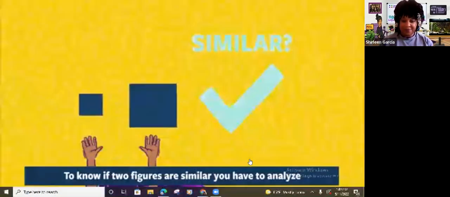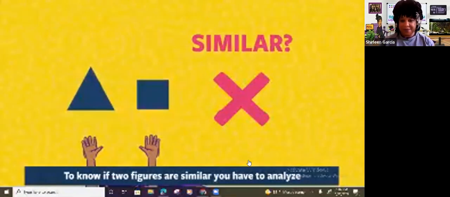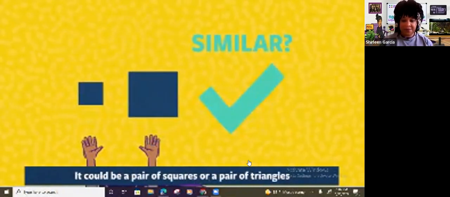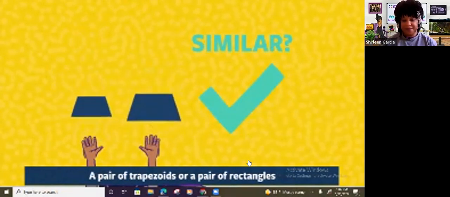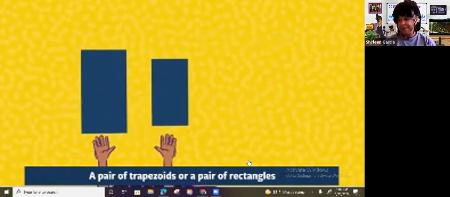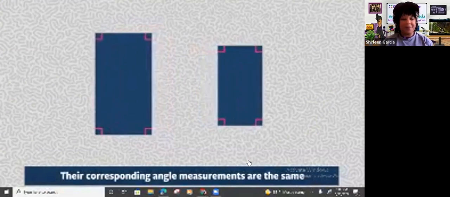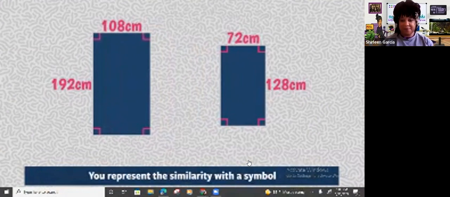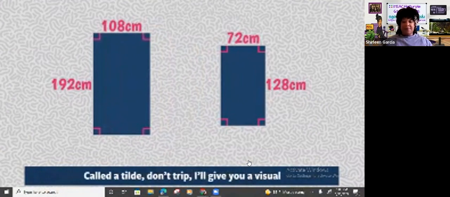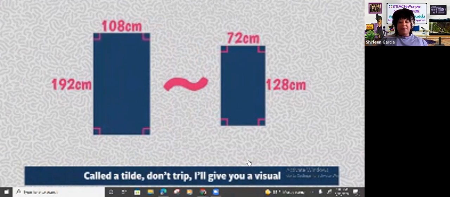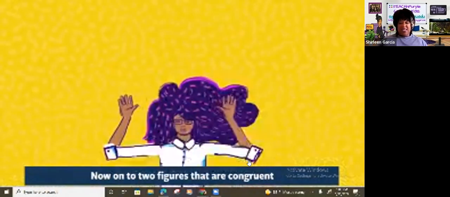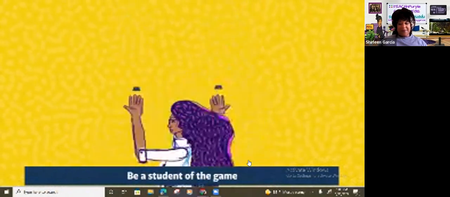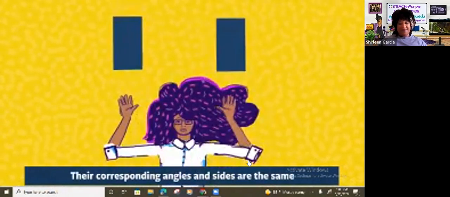To know if two figures are similar, you have to analyze. They have to have the same shape, but not the same size. It could be a pair of squares or a pair of triangles, a pair of trapezoids or a pair of rectangles. The corresponding angle measurements are the same, but their sides are different lengths. Am I clear when I explain? You represent the similarity with a symbol called a tilde. Don't trip, I'll give you a visual now on the two figures that are congruent. They had the same shape and same size. Be a student of the game. The corresponding angles and sides are the same.